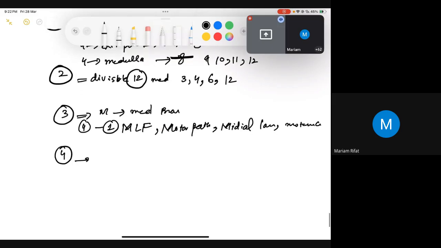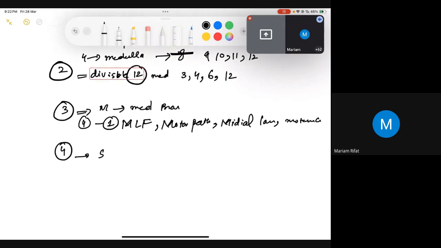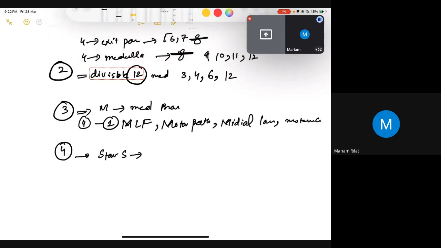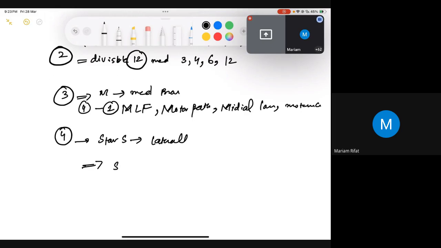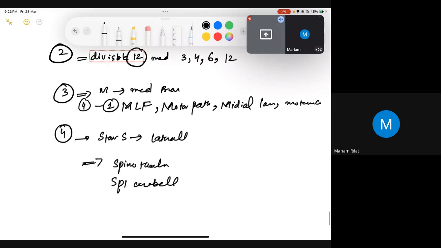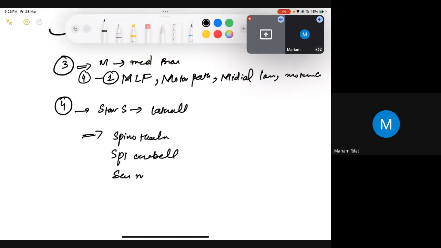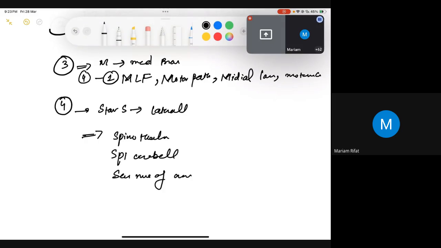Perfect. What about the last rule? Structures that start with the letter S are present laterally. What starts with the letter S? The spinothalamic tract, the spinocerebellar tract, the sensory nuclei of your cranial nerves, like cranial nerve 5, and the sympathetic pathway. Perfect. So this was the rule of 4, which is really important.